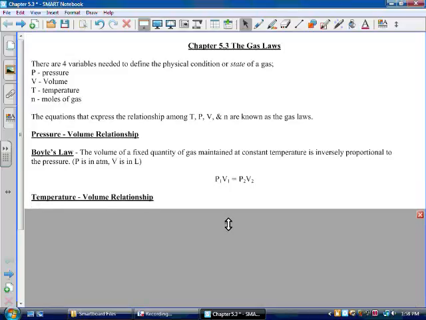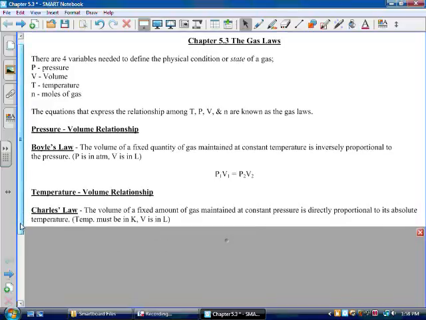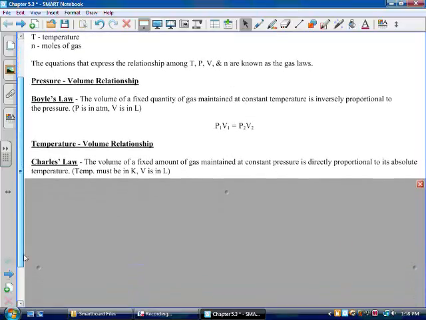Temperature and volume are also related. They're related via a law called Charles' law. Charles' law states that the volume of a fixed quantity of gas, again at constant pressure now, we're holding the pressure constant, is directly proportional to its absolute temperature. In other words, if you double the temperature of a gas, the volume of gas will double. If you quadruple the temperature of a gas, the volume of the gas will quadruple.